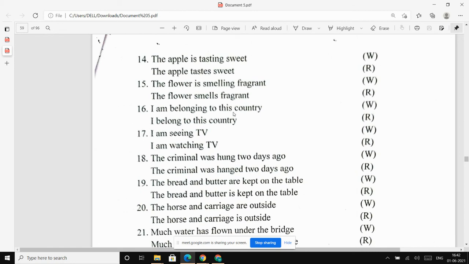I am belonging to the country. I belong to this country. I am seeing TV. No, we never use like that. I am watching TV is the correct answer. The criminal was hung 2 days ago. The criminal was hanged 2 days ago. So the difference between here two is hung we use with the non-living things like posters or sceneries we hung on the wall, but for the people we have to use hanged.